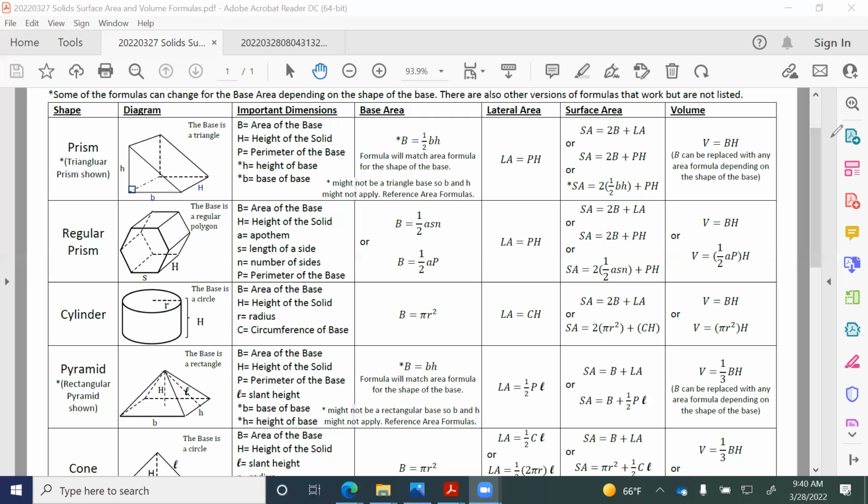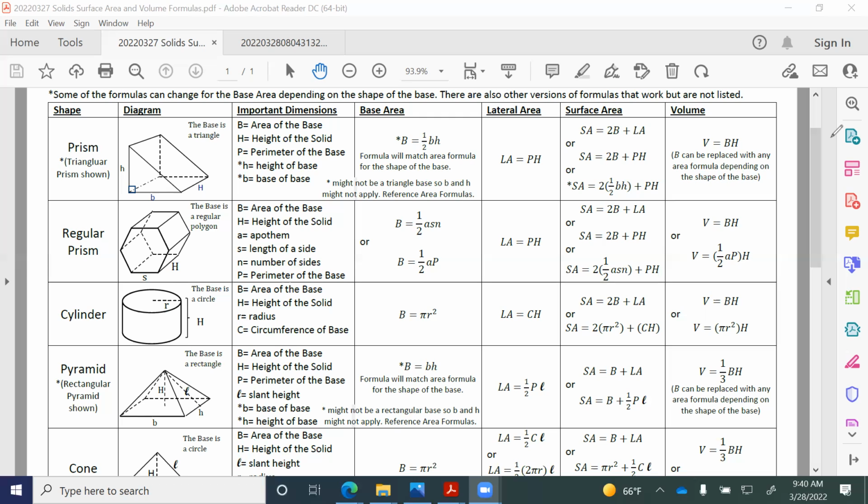On the first one, we have a triangle as our base in this prism. So since we're using a triangle, that means that the formula we would use for area of the base would be the triangle formula. So you have 1/2 base times height. Now, once you have that, you can find the area of the base, and then you can plug into the other formulas.